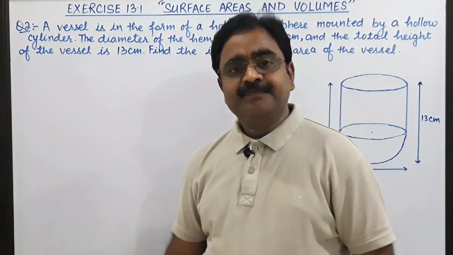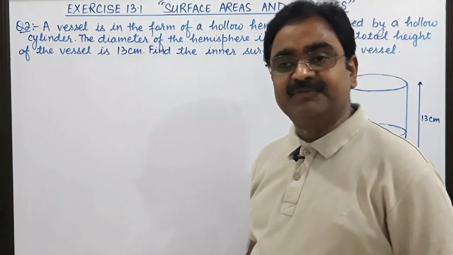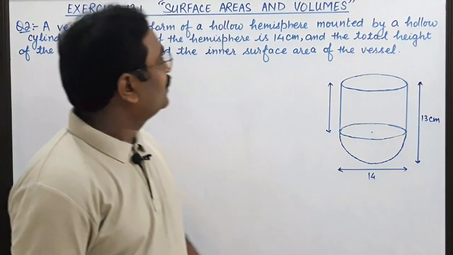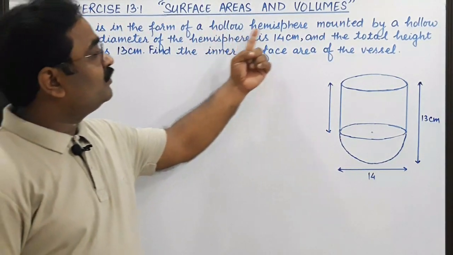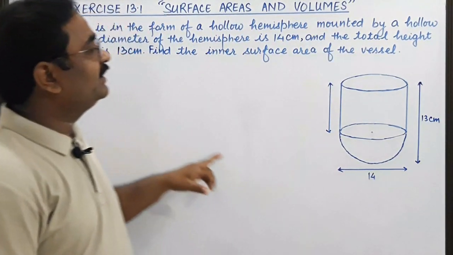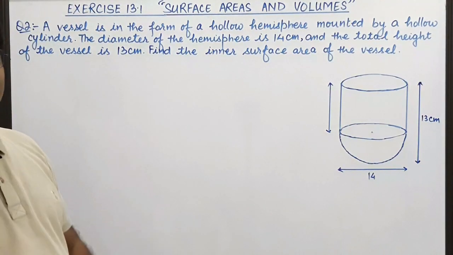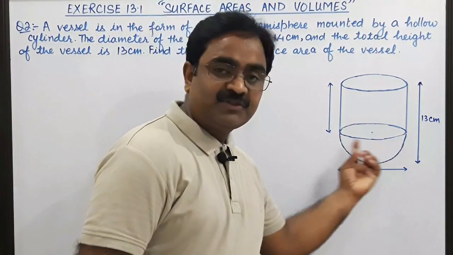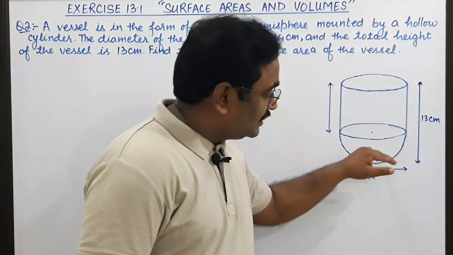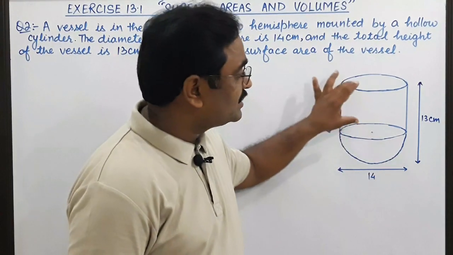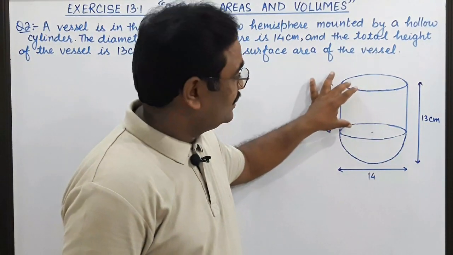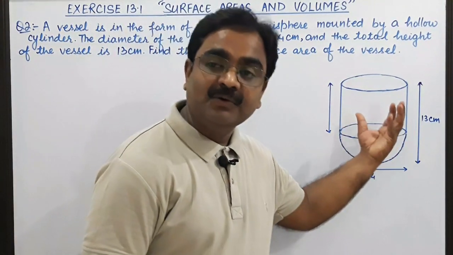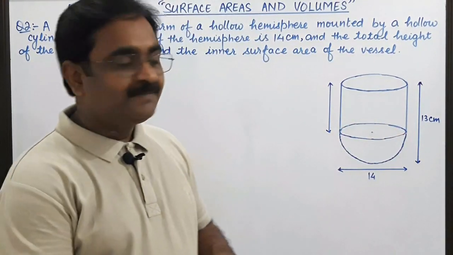Okay friends, let us see the second sum of this exercise, which is: a vessel is in the form of a hollow hemisphere mounted by a hollow cylinder. A vessel, this is the vessel, this is the hollow hemisphere, and this hollow hemisphere is mounted by a cylinder that is also hollow. So we will get the hollow vessel, right?